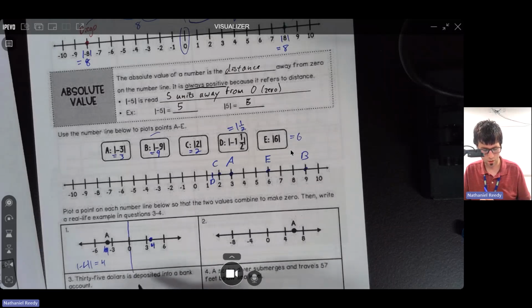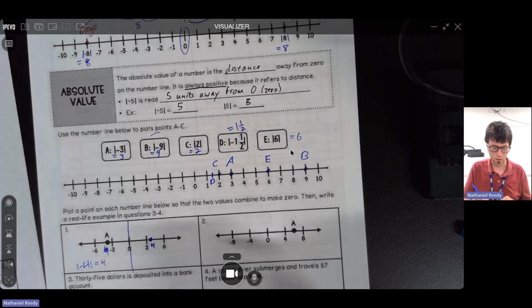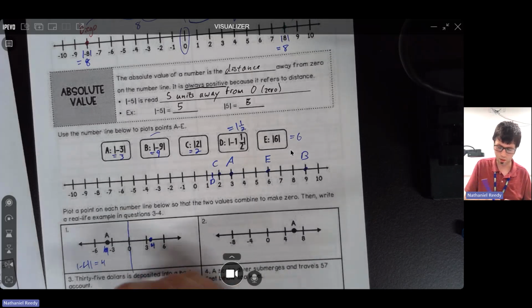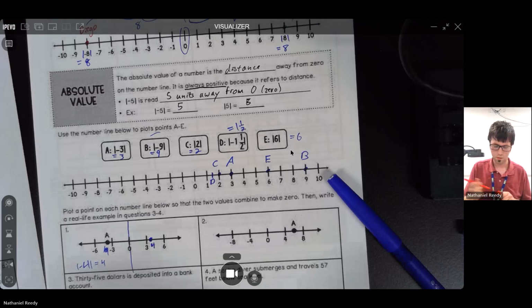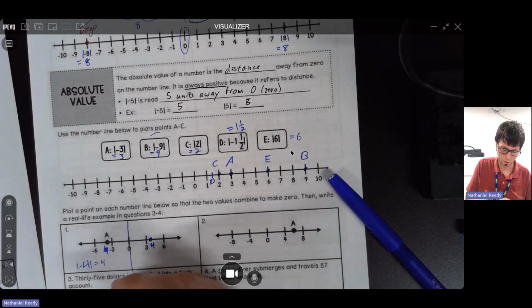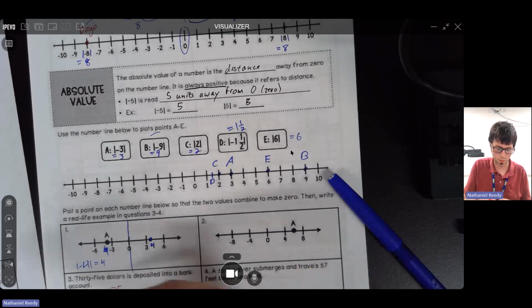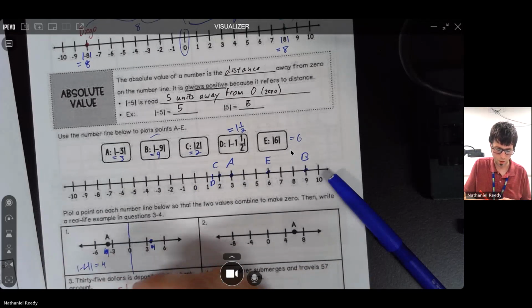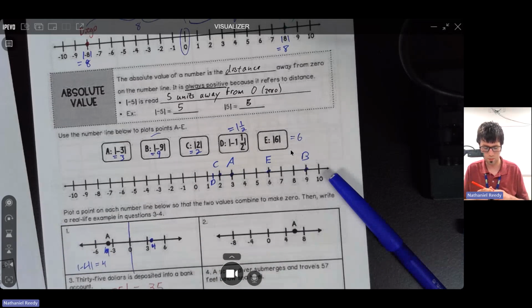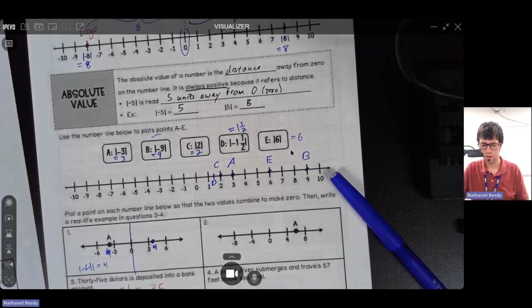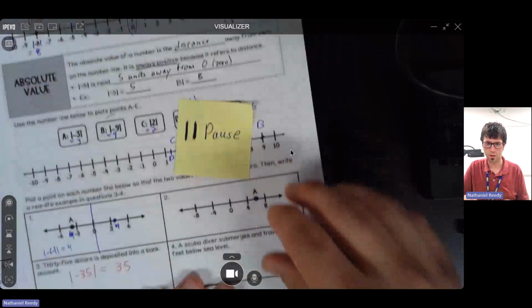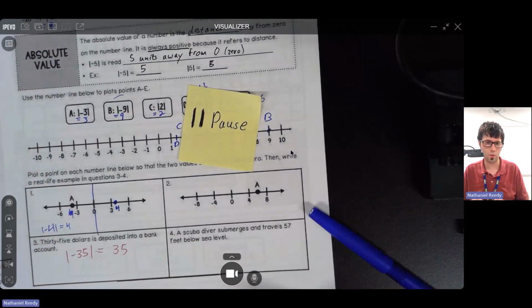But if $35 is deposited into a bank account, well, that means that you lost $35. Or at least you don't have it, I mean, you didn't lose it, but you deposited that money, so you're losing it. But to the bank, well, they gained $35. The absolute value of negative 35 is 35. All right, so see if you can pause the video and do number 2 and 4 on your own.